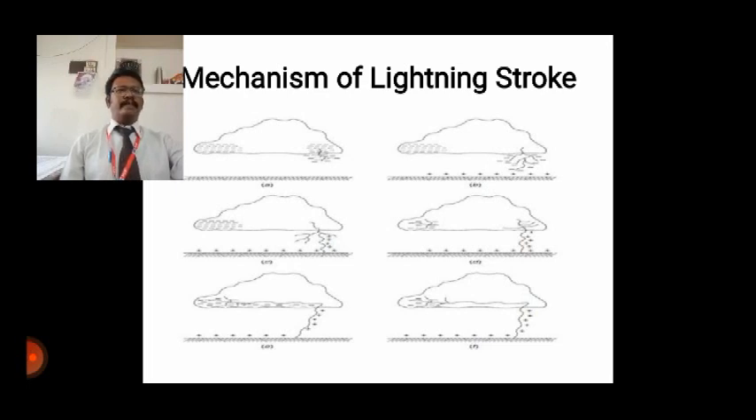The mechanism of lightning discharge is based upon the theories developed by Wilson and Simpson. You can see the diagram. We can have various stages in the mechanism of lightning strokes. After a gradient of approximately 10 kV per centimeter is set up in the cloud, the surrounding air gets completely ionized.